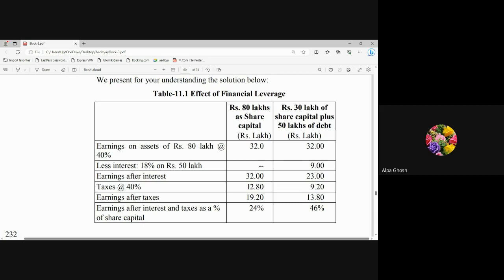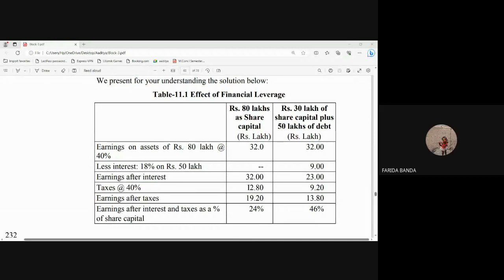In the first case, we are not paying any interest. So our earnings are intact, 32 lakhs. But in the second case, we are paying interest on rupees 50 lakh at 18%. 50 lakhs at 18% is 9 lakh. So 32 lakh minus 9 lakh, our income in the second case comes to rupees 23 lakh. Whereas we do not have any interest payment in the first option of capital structure. So the profit is intact at 32 lakhs. I hope this is clear now.